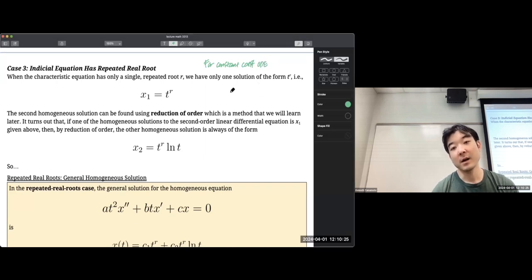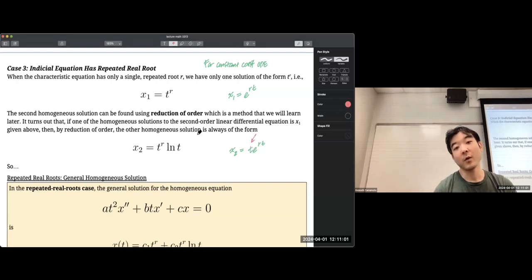We got our solution for one of them was e to the rt. I guess it's multiplied by some constant, but that's arbitrary. The main part of the solution is e to the rt. And then we said that the second homogeneous solution was not just e to the rt, but what? If you had repeated roots in the past, it was t e to the rt. So there was this extra factor of t that got multiplied in the past.